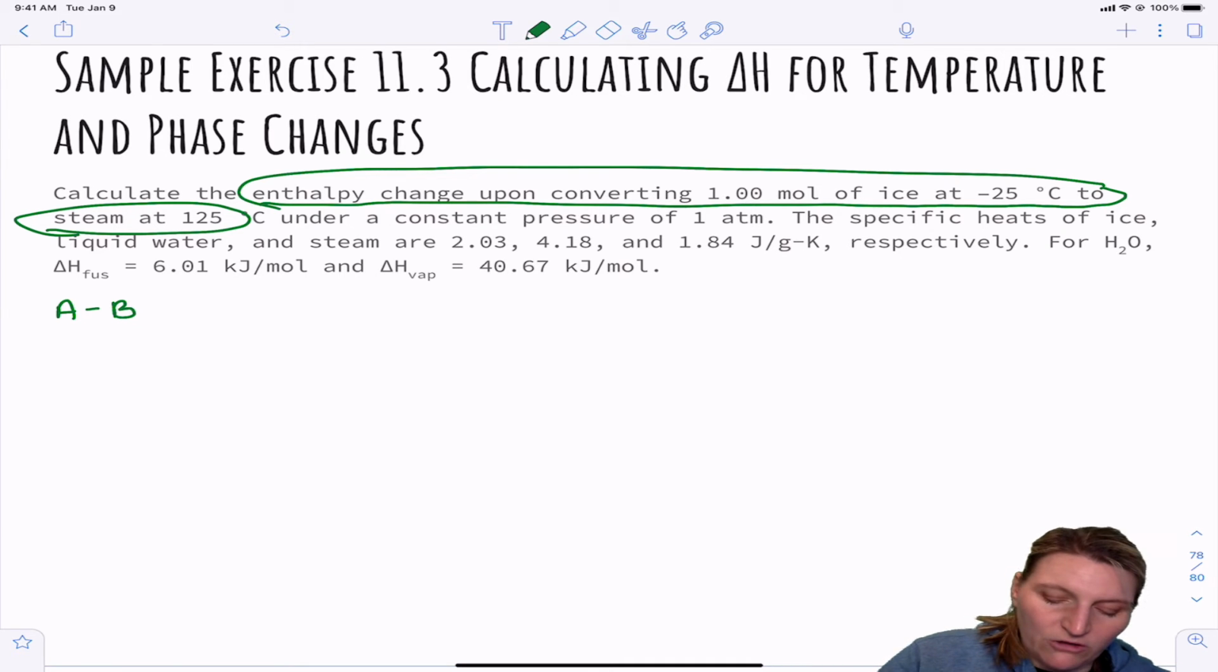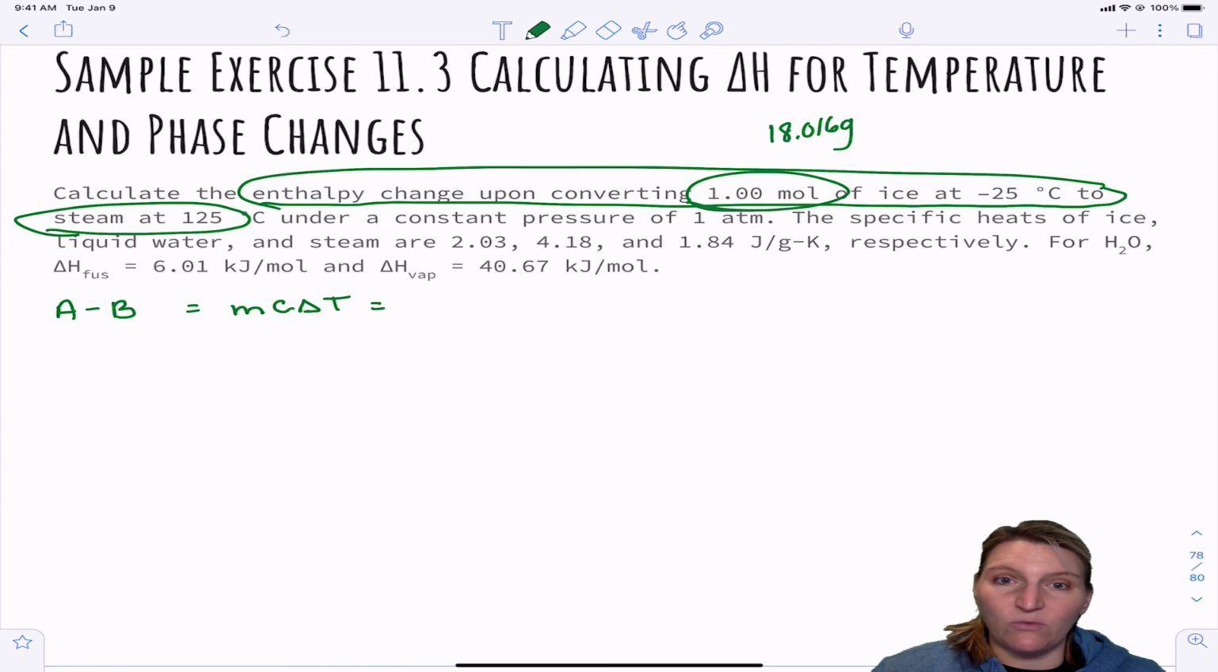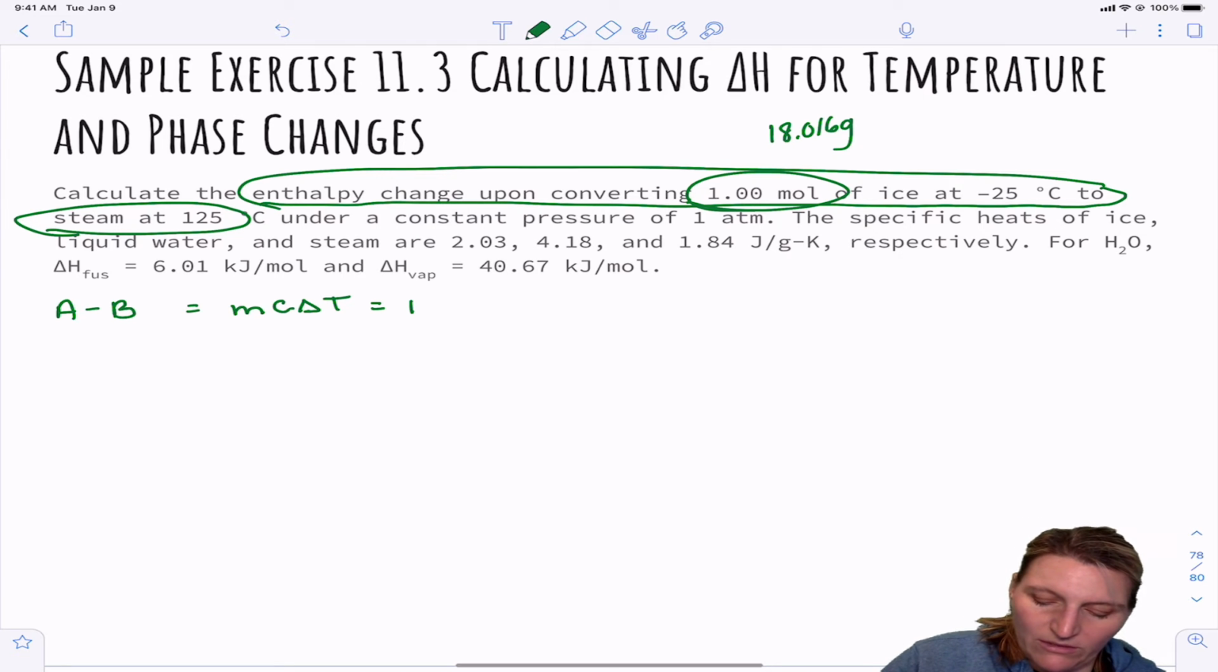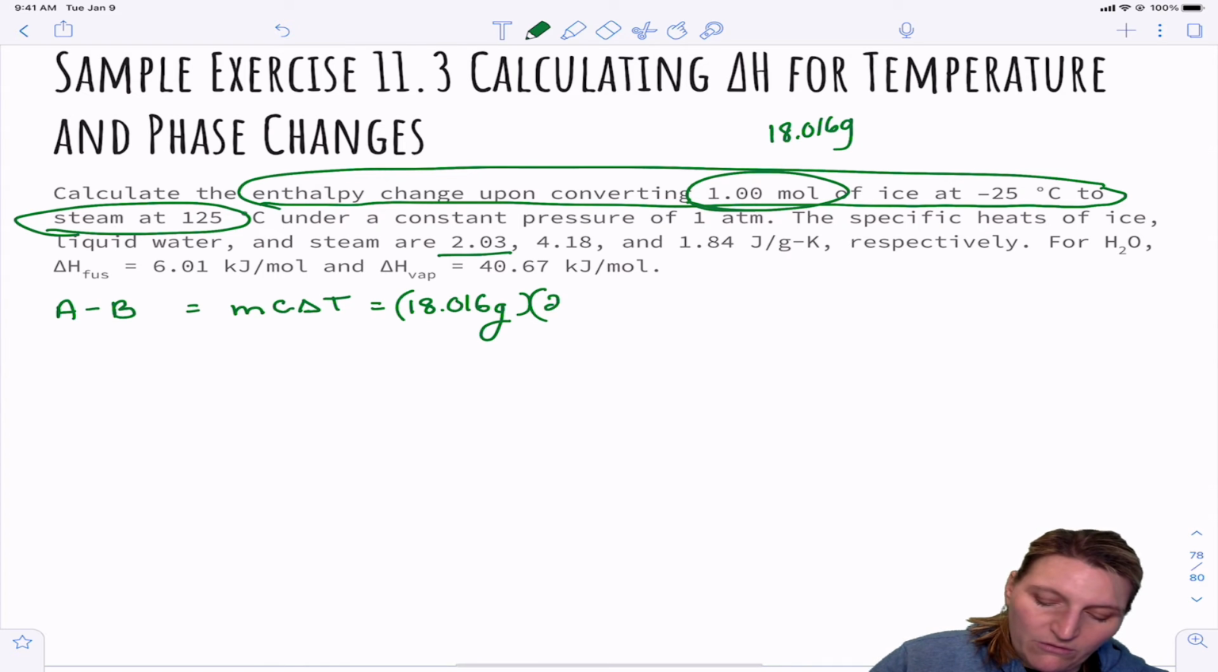Anytime that you are changing the temperature, that's when we're going to use MC delta T, right? It tells us 1 mole. And sometimes we will need to use that mole, or we might need to use the mass. 1 mole of water is 18.016 grams. So that's what I will use for my mass. The specific heat, that's what C is, of ice, is 2.03.